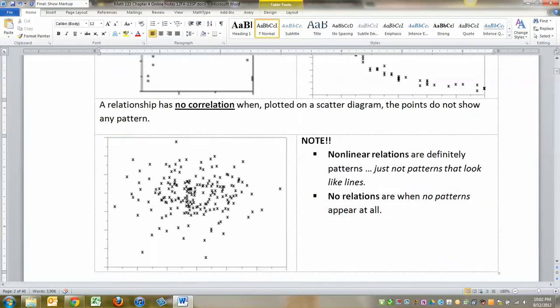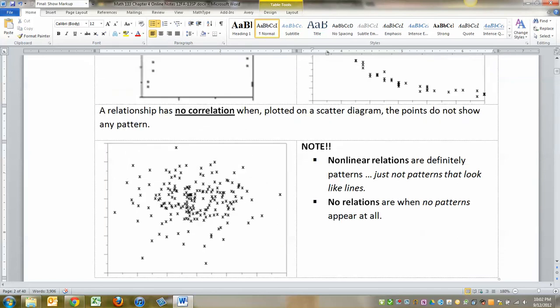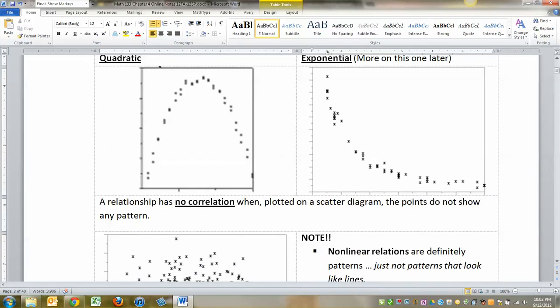Or you can have it so that there's just no relation at all, like, I don't know, height and IQ, right? So if you have height down here as your x variable, IQ over here as your y variable, for adults, it makes no sense because your height has no bearing on how intelligent you are. So please be careful and notice that the bottom one means there's no relation. These two in the middle, there's a relation. It just isn't linear.